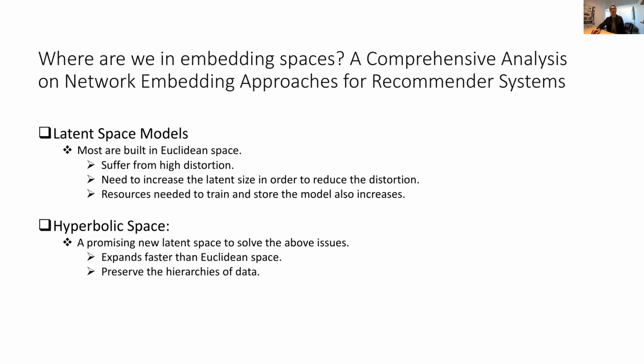Euclidean space expands polynomially, while hyperbolic space expands exponentially. In other words, the data capacity of hyperbolic space is larger than Euclidean space. Another important property of hyperbolic space is that it can preserve the hierarchies of the data, which is very common in many real-world data such as text, e-commerce networks and social networks. In general, complex networks.